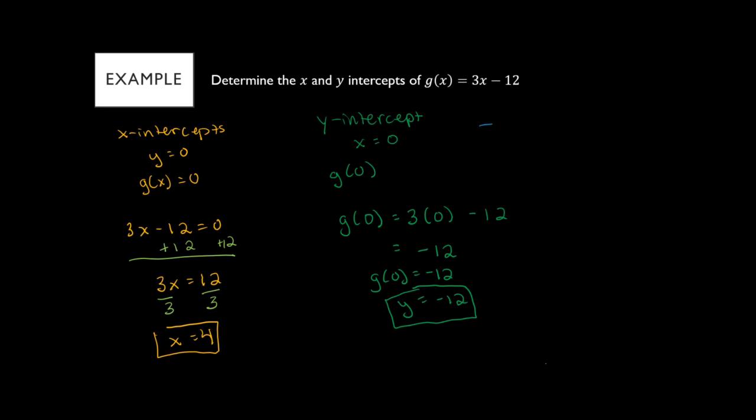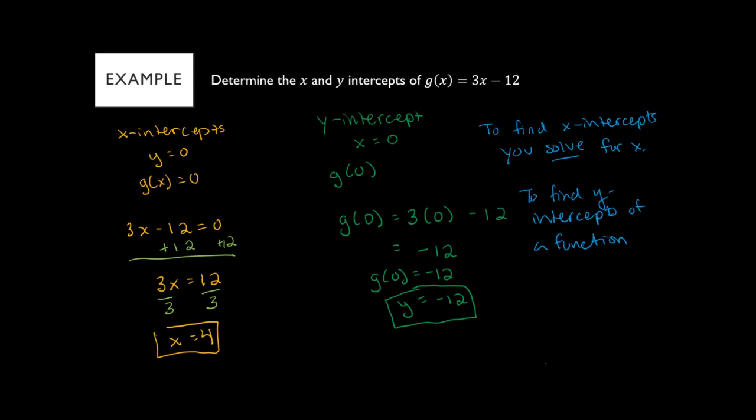So the key here that I want you to remember, to find x-intercepts, you solve for x. To find y-intercepts of a function, you don't solve. We're not solving, we're just following the order of operations on one side of what we have. So that's the difference there.